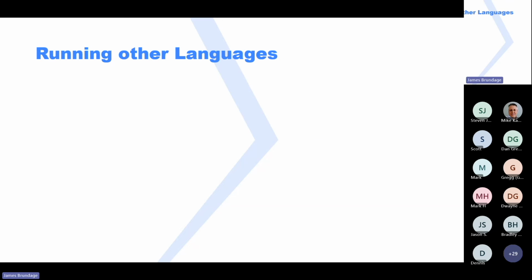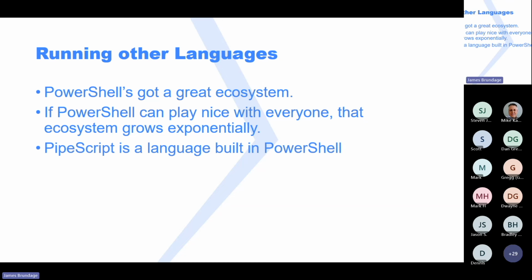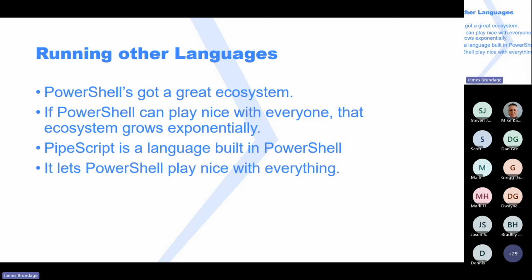This might be a PowerShell user group, but let's be open-minded. PowerShell's already got a really great ecosystem, and nothing against it. There are lots of modules, lots of stuff you can do, lots of good organization within it. But if PowerShell could play nice with everyone, that ecosystem could grow exponentially. Anybody that's been doing PowerShell for more than, I don't know, an hour and a half will probably realize that it works better with stuff that's .NET than non-.NET, and it doesn't end up being so useful to bridge the divide between other languages. So that's one of the many reasons why I started building PipeScript. PipeScript is a language built in PowerShell, and it lets PowerShell play nice with everything.